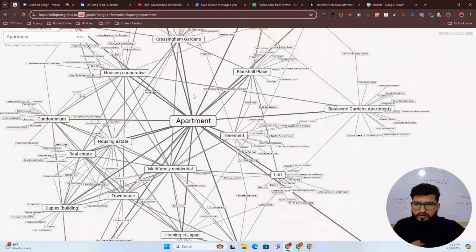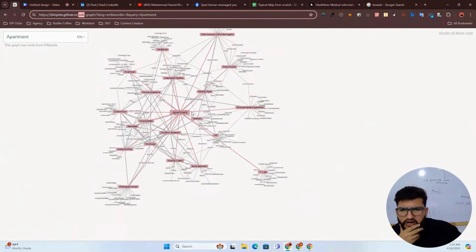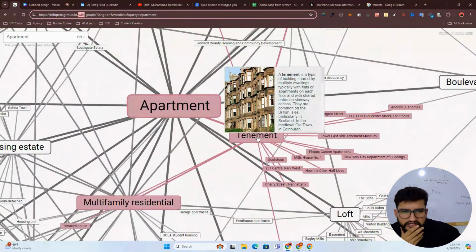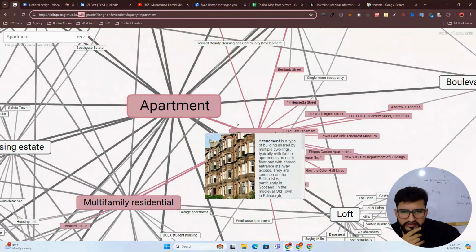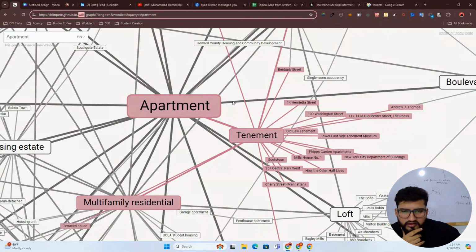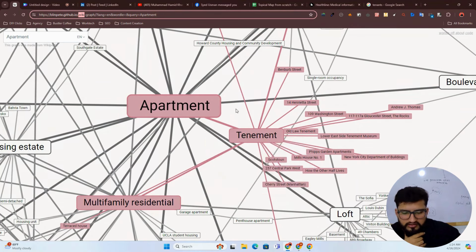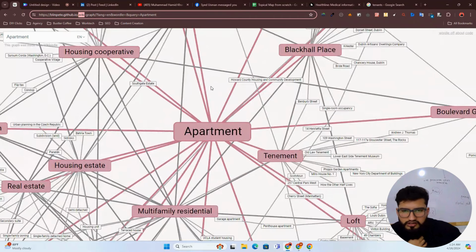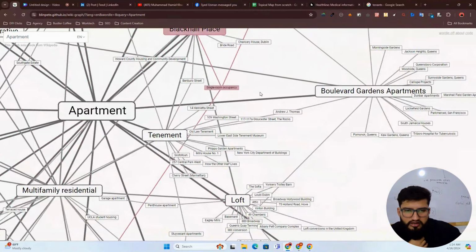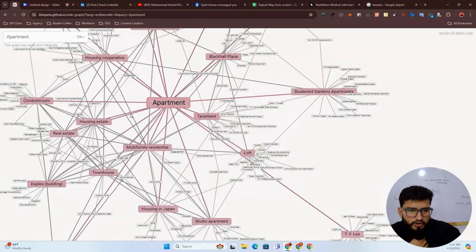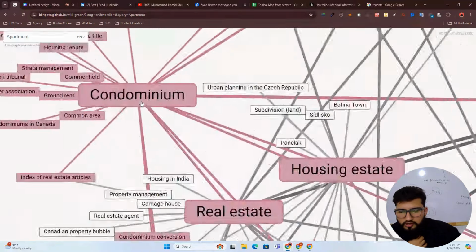But you can understand a good relationship here, like apartment is the parent here, then tenement is a type of building shared by multiple dwellings. Yeah, and the border width of the line determines how big that specific tile is in terms of importance. So you can see, by checking all of these, the Boulevard Gardens. I don't know what that is. It's a specific venue in Queens, New York. So now it's up to you.